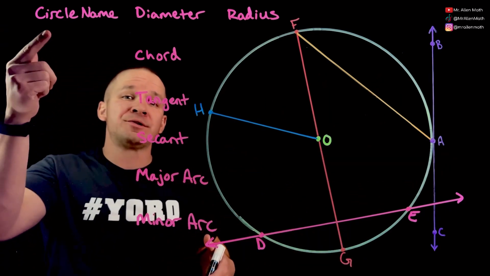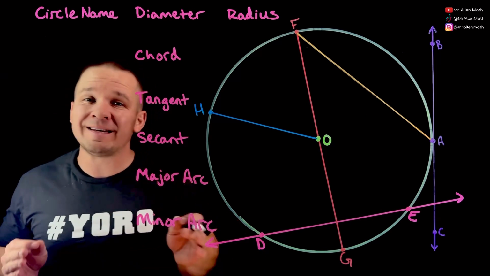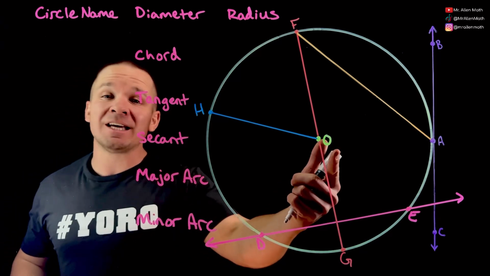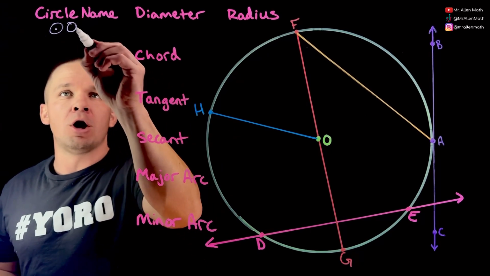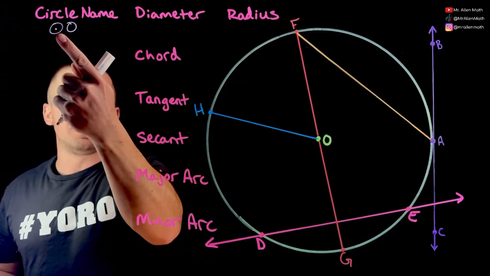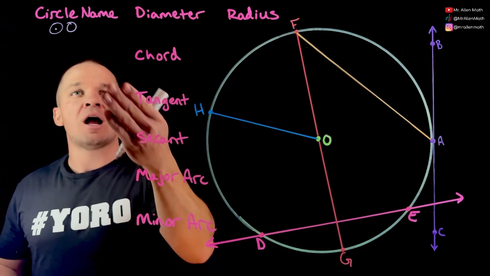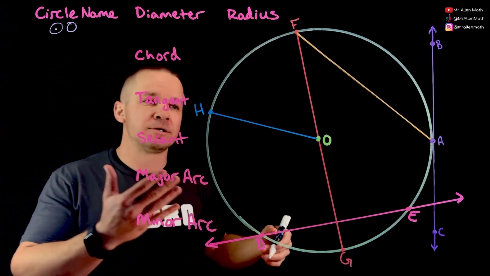First one here, circle name. We got to name our circle. We name it based on the center, in this case, which is going to be O. So we'll just call this thing circle O. A lot of times you'll see that circle with a little dot in the center, notating the center point.